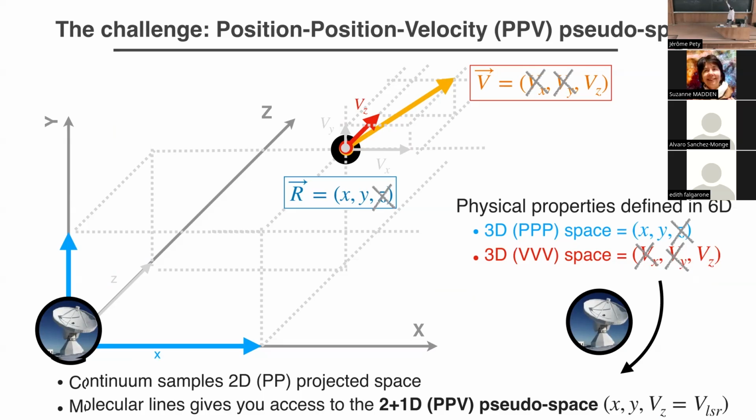You can do x, y, z, or x, y, velocity, so local standard of rest, depending on how you want to do that. But again, remember that we want to interpret a 6-dimensional space by 2 + 1 dimensional measurements. And this is a tricky thing to do.